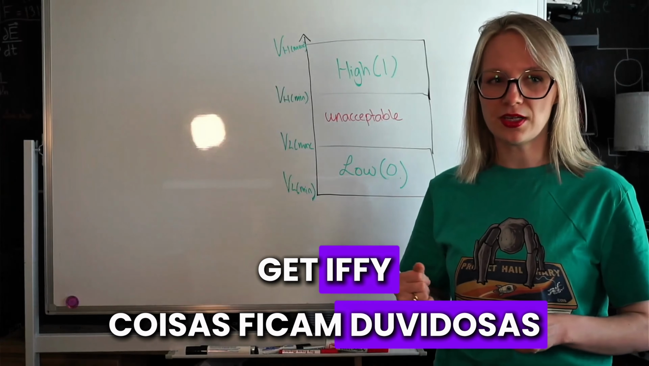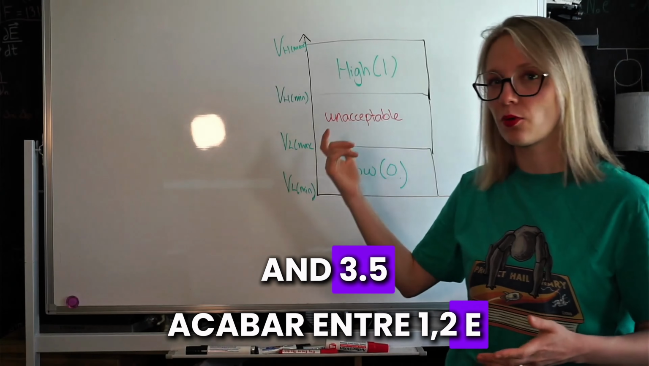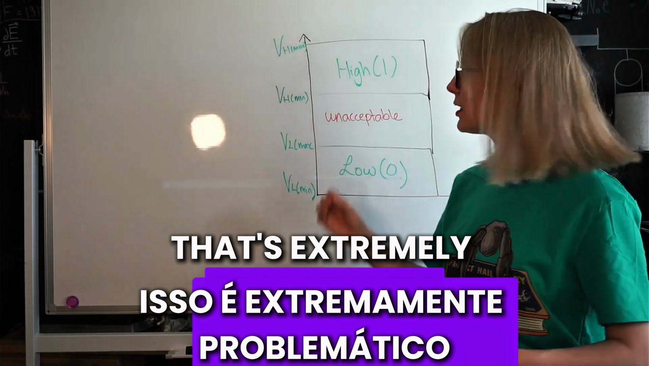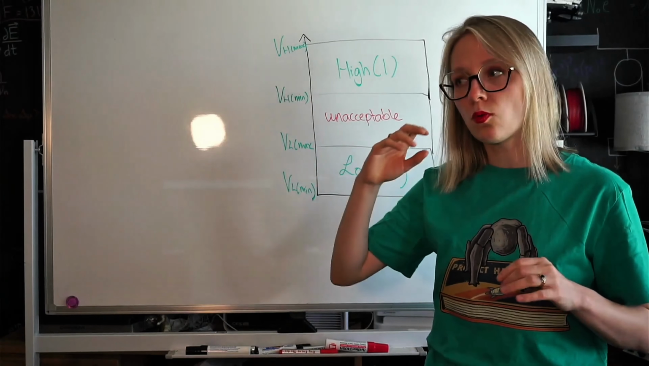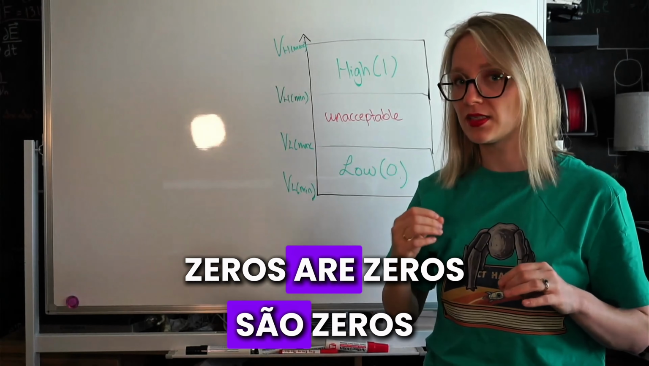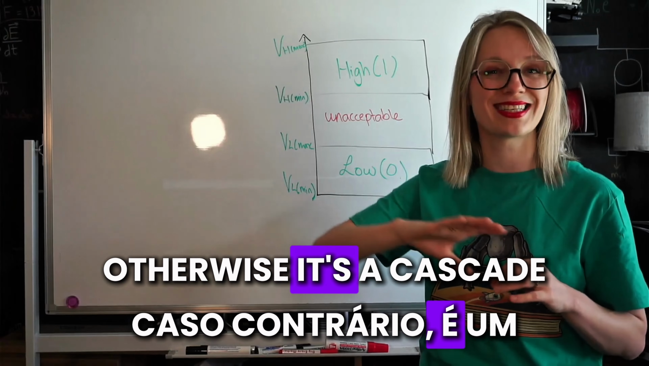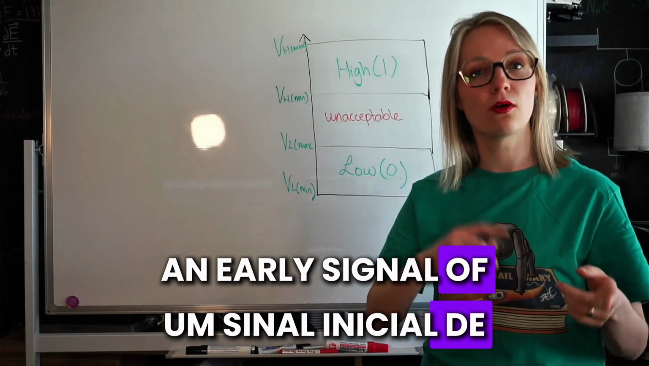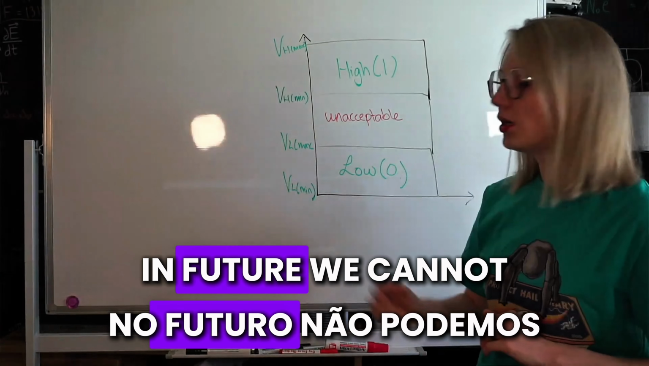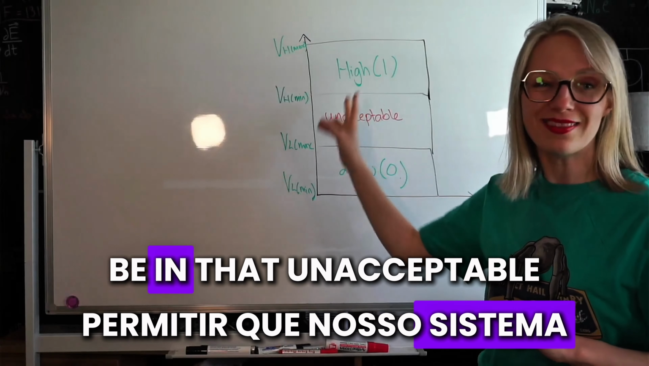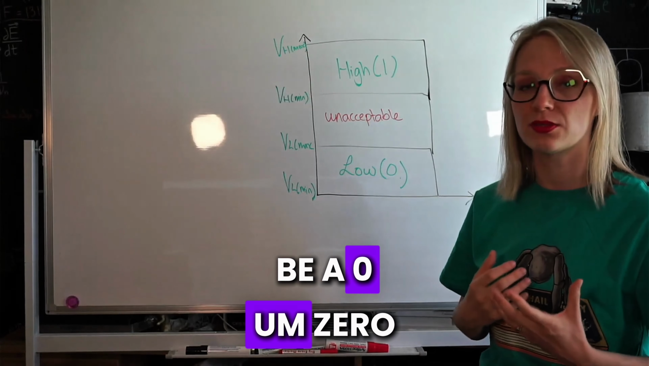Now things get iffy. What if the voltage ends up between 1.2 and 3.5? That's extremely problematic. You don't know if it's going to be a 0 or a 1. In a chain of events, we need to make sure that all the zeros are zeros when they're meant to be and all ones are ones when they're meant to be. Otherwise, it's a cascade effect. An early signal of a 1 that is actually a 0 can mess up our whole system in future. We cannot allow our system to be in that unacceptable region because we can't predict whether the outcome will be a 0 or a 1.